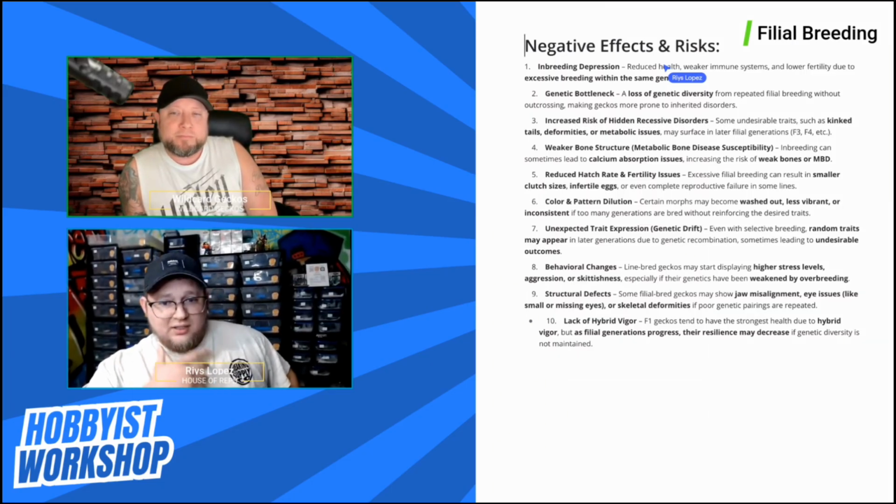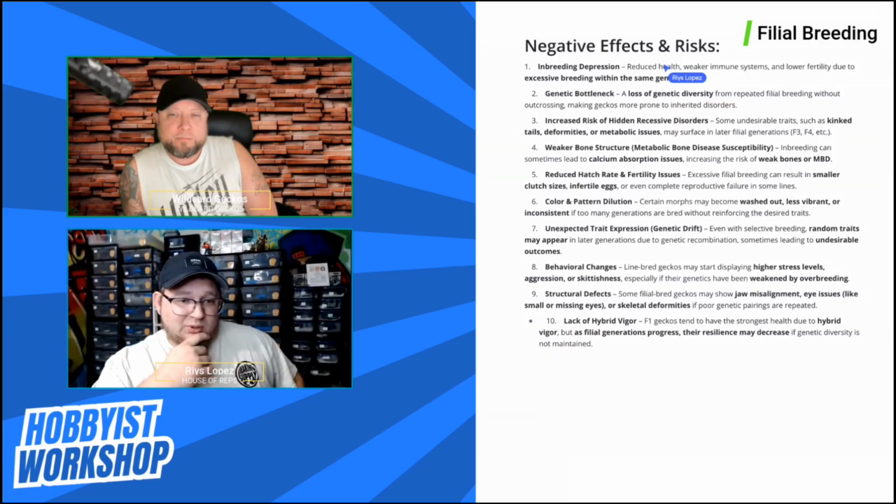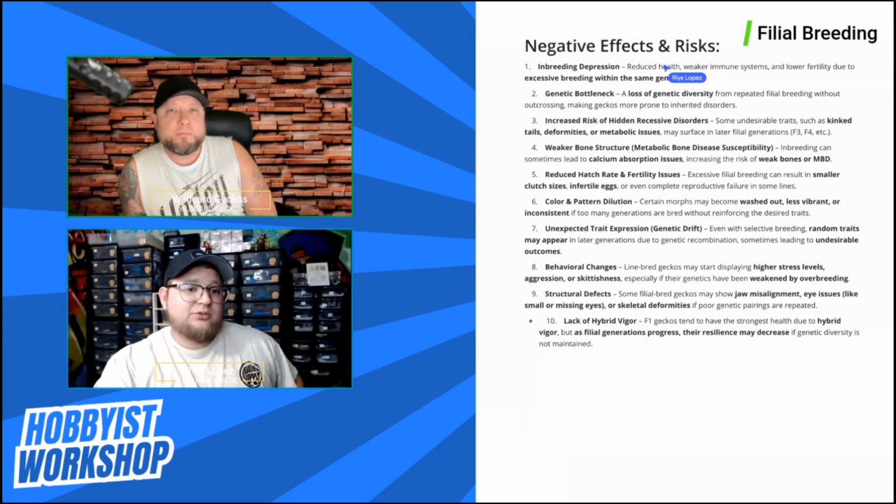We also got a lot of color and pattern dilution. So certain morphs may become washed out, less vibrant, or inconsistent if too many generations are bred without reinforcing those desired traits. So you want to add in those extra colors when you outcross, add in a darker tangerine or whatever it is that you're going for. You want to add something to it to make it better.